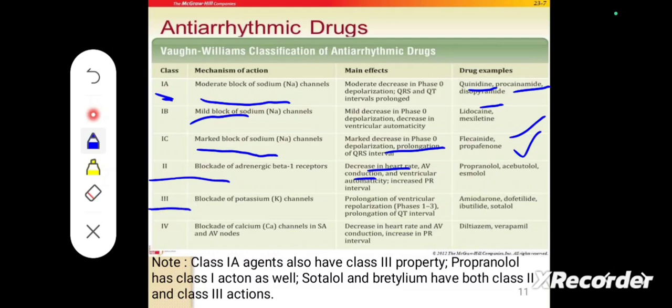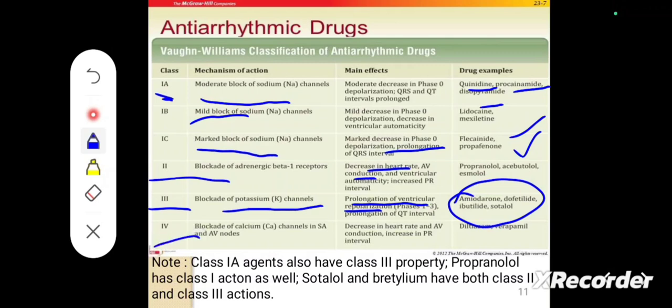Then class 3, or you can say the potassium channel blockers. They block the potassium channels, acting on phase 3 of the cardiac action potential and prolonging ventricular repolarization. Phase 3 prolongation prolongs the QT interval. What are the examples of the class 3 antiarrhythmic agents? That is amiodarone, dofetilide, ibutilide, and sotalol. These are the examples of potassium channel blockers.